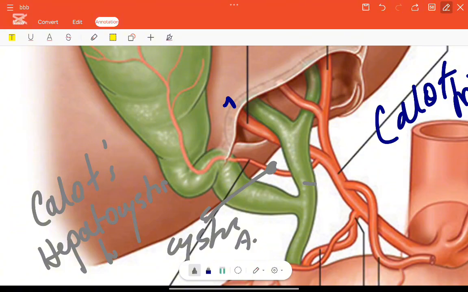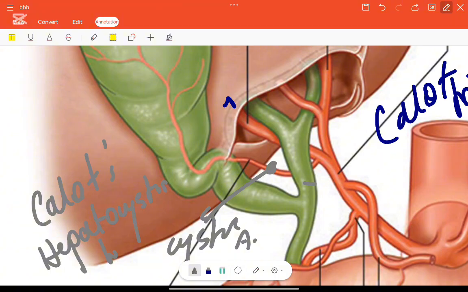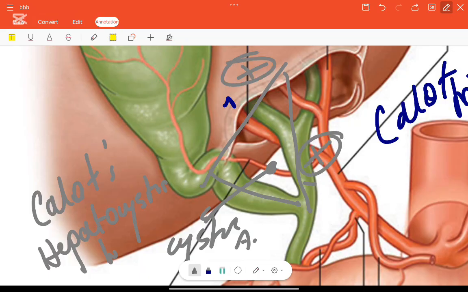Let's see another example. Which of the following is a border of Calot's triangle which is ligated in cholecystectomy? A border, not a content, which we ligate. Again, let's review. Borders: cystic duct, common hepatic duct, undersurface of liver. Do we ligate undersurface of liver? No. Do we ligate common hepatic duct? You will go to court and maybe be jailed for 5 years or something. If you ligate cystic duct, yeah, you want that. So cystic duct is a border that we ligate. So it's option C, cystic duct.